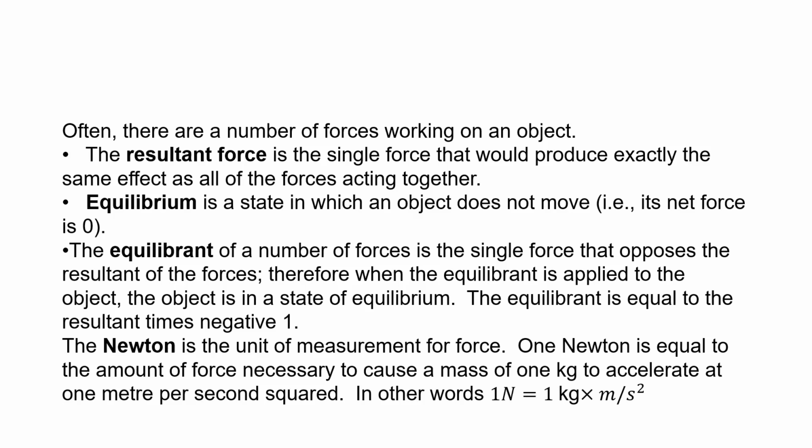Equilibrium, on the other hand, is a state in which an object does not move. So the equilibrant of a number of forces would be the single force that would oppose the resultant of the forces and therefore create zero motion. So when the equilibrant is applied, the object is in a state of equilibrium, and the equilibrant is therefore equal to the resultant times -1. So imagine two or three forces acting on an object, creating a resultant. If we introduce the equilibrant, it exactly cancels out that resultant, and we're back to a state of equilibrium.